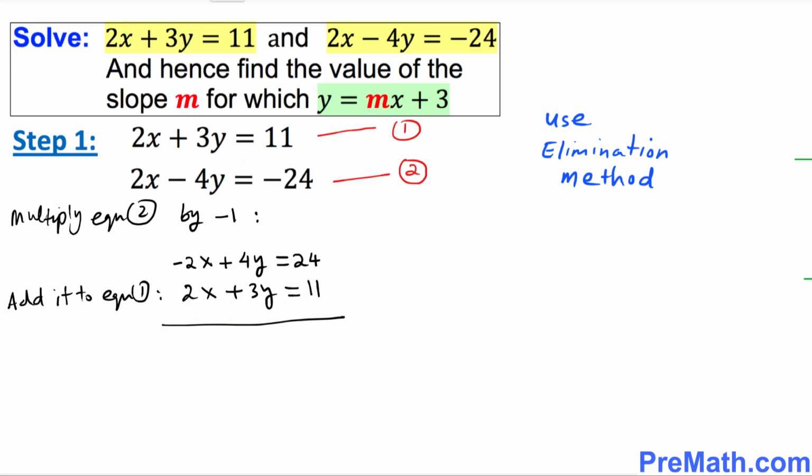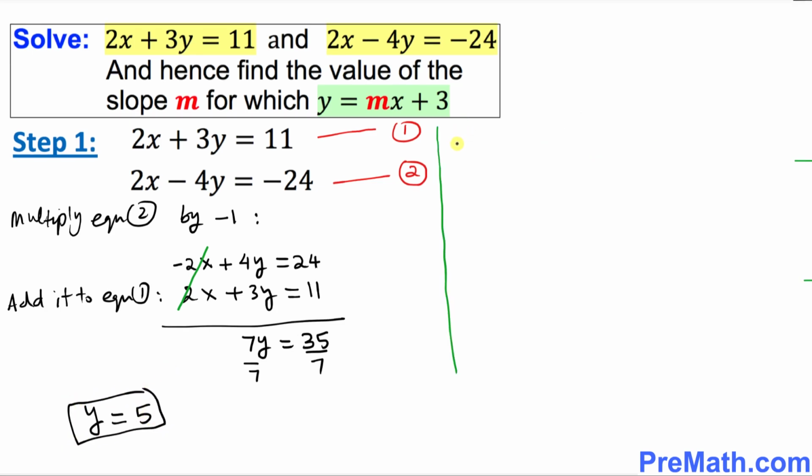If we add these, positive 2x and -2x are gone. So we simply end up with 7y equals 35. If I divide both sides by 7, y turns out to be equal to 5.